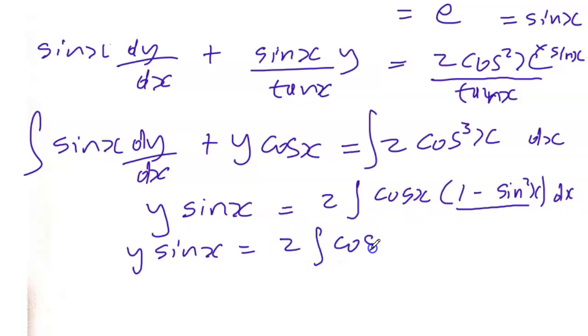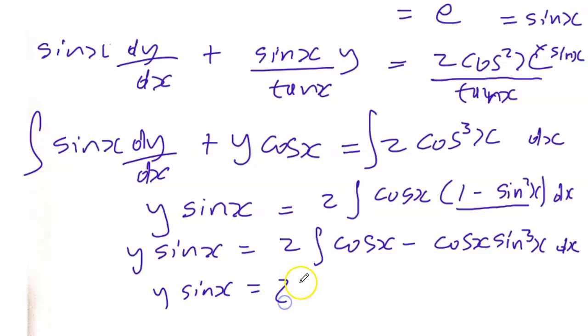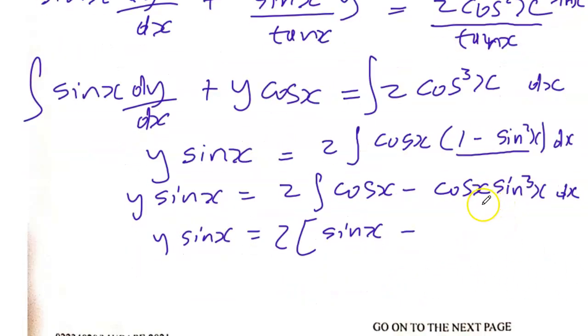So this would be cos x minus cos x times sin cube x dx. So it becomes y sin x equal to 2, integrate cos, we get sin, and cos times sin is actually sin square, so we just add 1 to the power and integrate, giving sin x to the power of 3 all over 3, plus our constant.